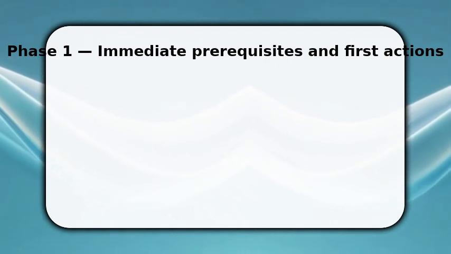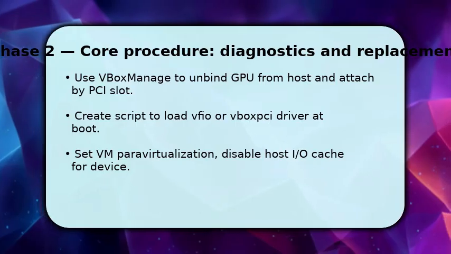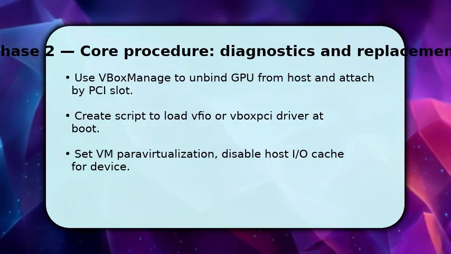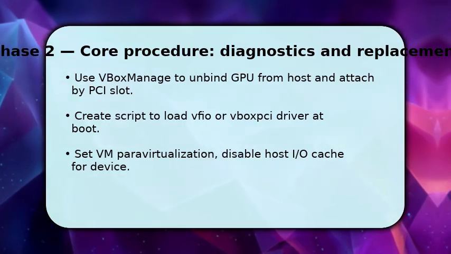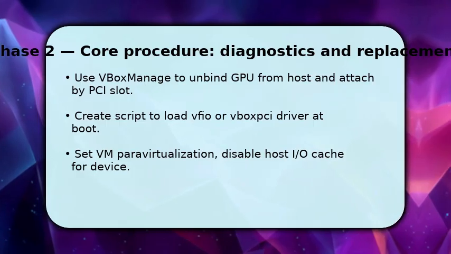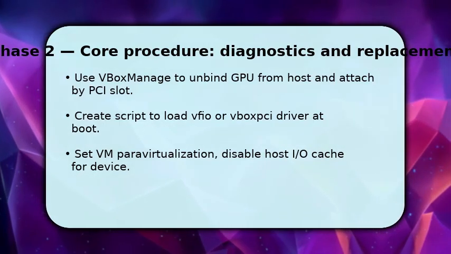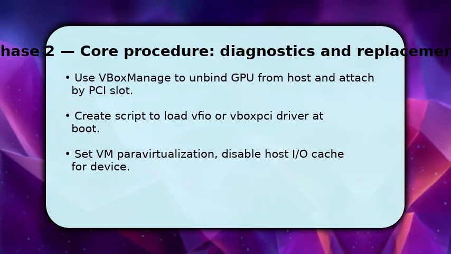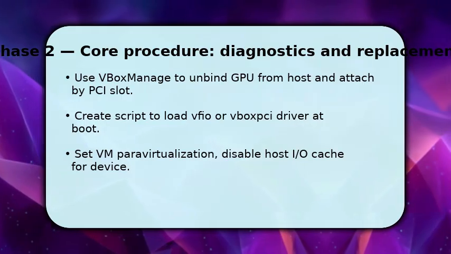Next, unbind the GPU from the host and attach it to the VM using VBoxManage. You will run commands to identify the PCI ID, unbind the driver, then pass the device via PCI pass-through or VBox PCI. Make sure to configure paravirtualization and guest settings for direct device use, and disable host I/O cache for that bus to avoid corruption.